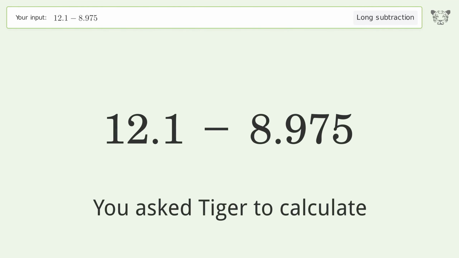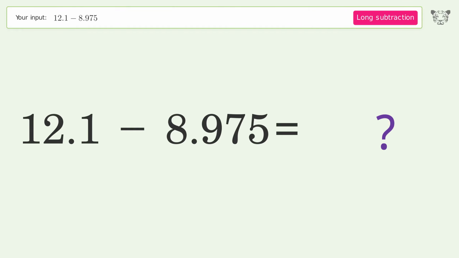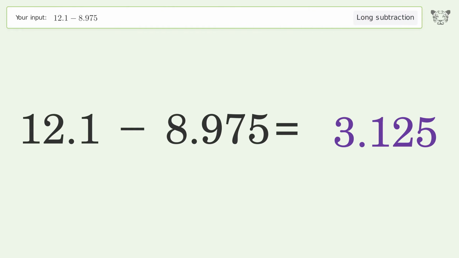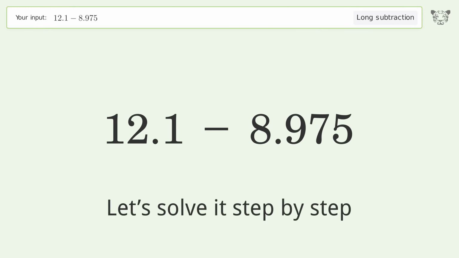You ask Tiger to calculate. This deals with long subtraction. The final result is 3.125. Let's solve it step by step.